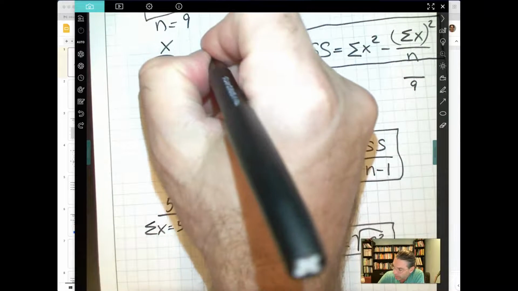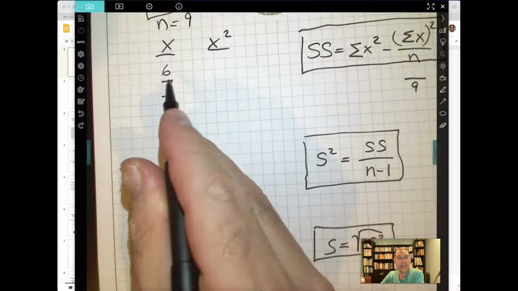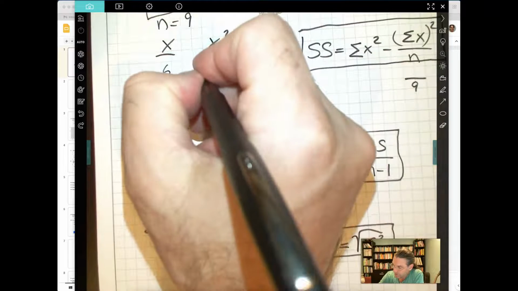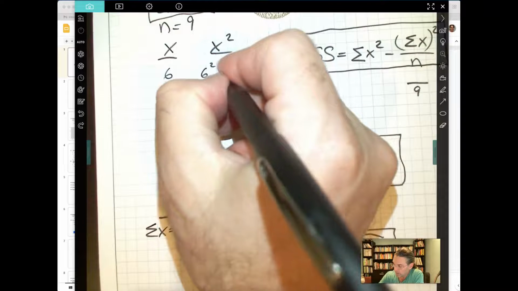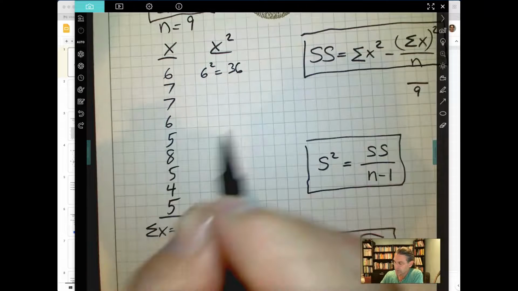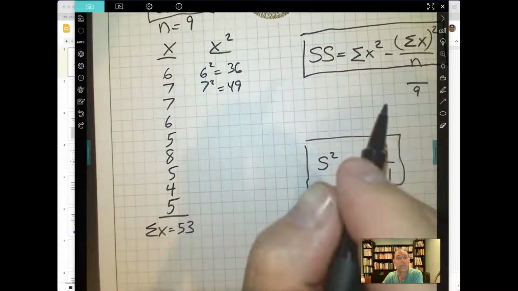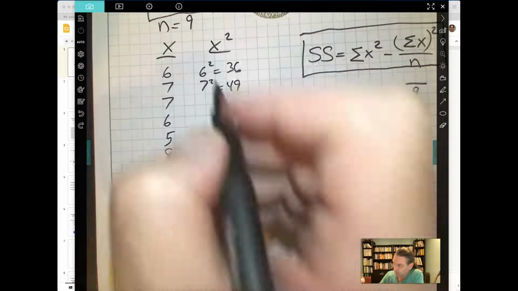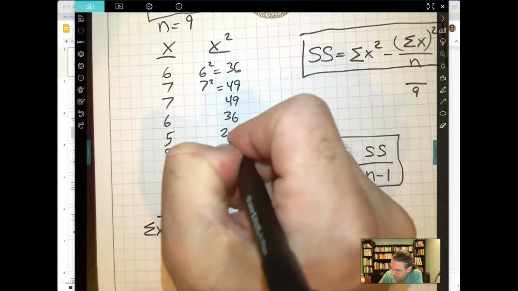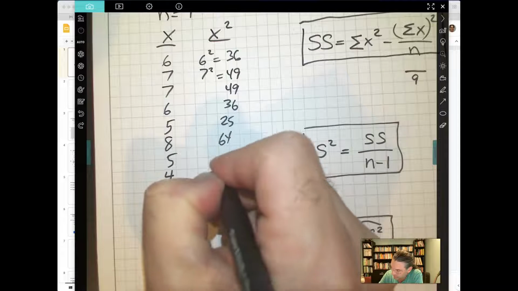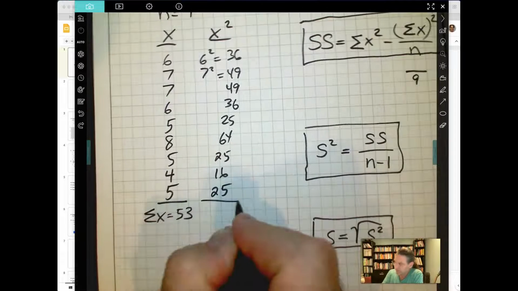So now I create an x squared column. And that's where I'm going to take each score and square it. So I'll just do the first couple. I'll show you what I'm talking about. I'm going to take that 6 and square it. And that's 36. I'm going to take the 7 and square it. And that's 49. I'm just going to keep doing that for all of these scores. 49, 36, 25, 64, 25, 16, and 25.